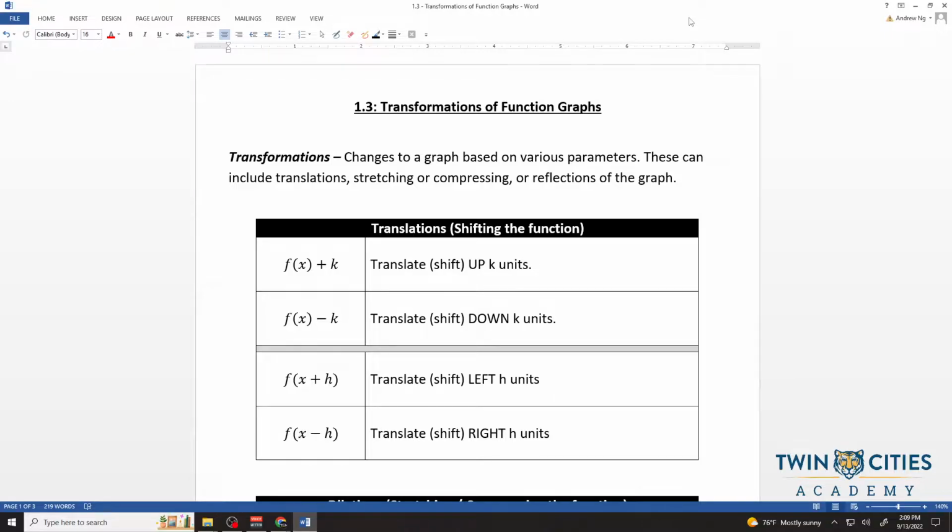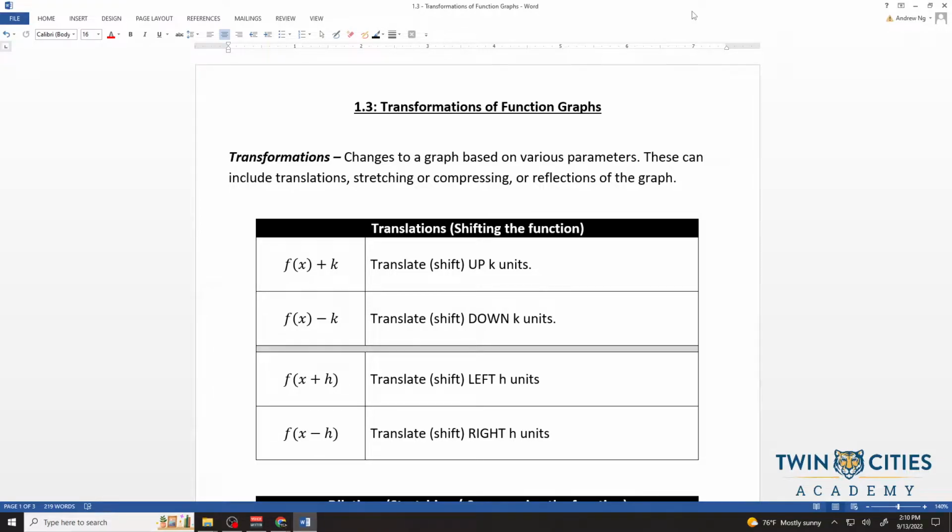So translations, let's start there. This is shifting the function around. The graph itself looks pretty much identical to whatever parent function you're working with, but here we can move that entire graph up, down, left, and right. It's not going to stretch, compress, or go through rotations or reflections in any sort of way like that.